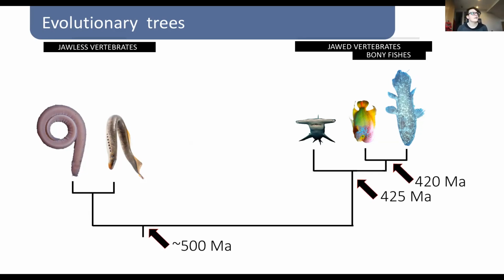And fossil evidence tells us that these 2 main groups of vertebrates with jaws diverged over 400 million years ago, and even as far as 500 million years ago. And this means that fossils are really incredibly important for understanding how different groups of vertebrates, particularly early vertebrates, are related to each other.